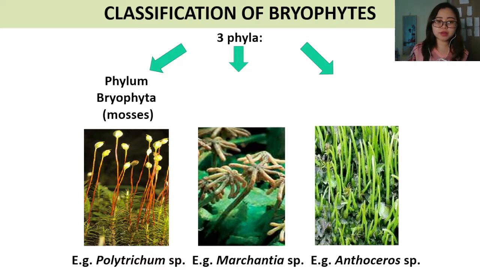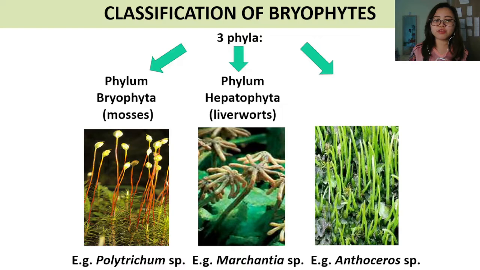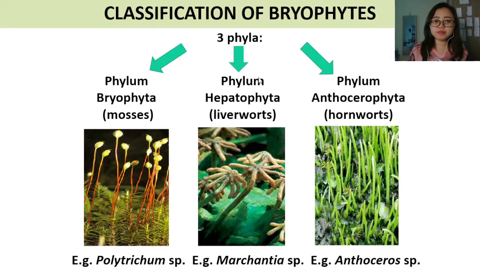The second phylum that we look at in this group is phylum Hepatophyta. This is also called liverworts, hepato meaning liver, and it is always represented by this species called Marchantia species. The third phylum is phylum Anthocerophyta, meaning hornworts. Okay, sebab dia nampak macam tanduk. And it's usually represented by this species called Anthoceros species.